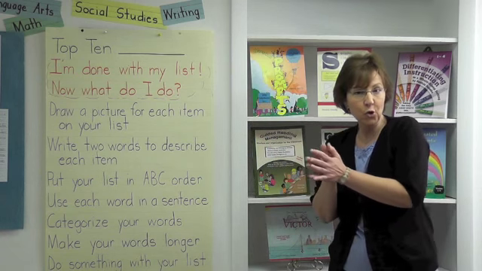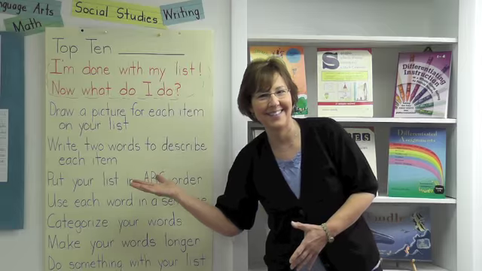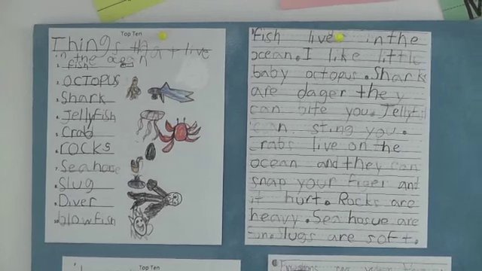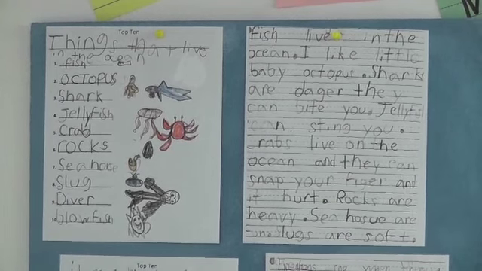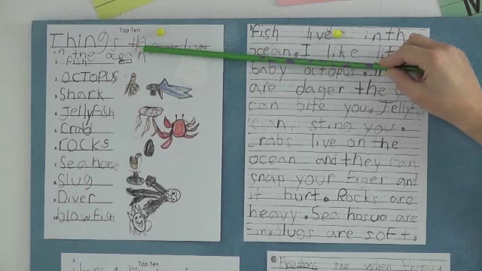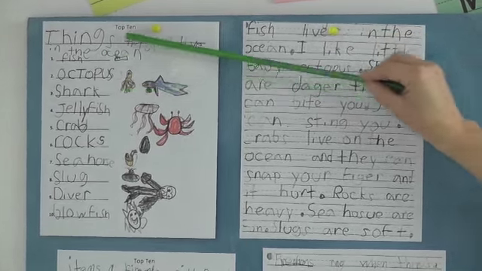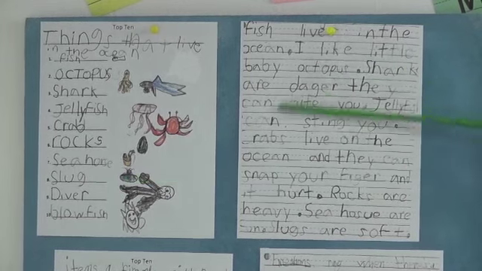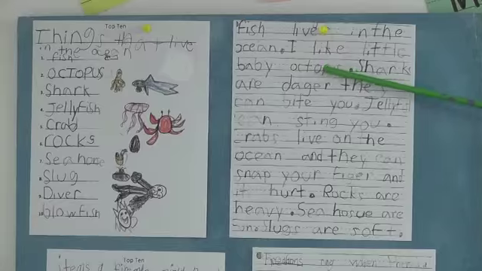Let's now zoom a little bit and look at some of the samples. And you'll see samples from 1st grade through 6th grade. Let's look at some examples now. We'll start with youngers and move on up to olders. This says top 10 things that live in the ocean. For example, a fish, octopus, shark. This child then took this list and used the words in sentences. Fish live in the ocean. I like little baby octopus.